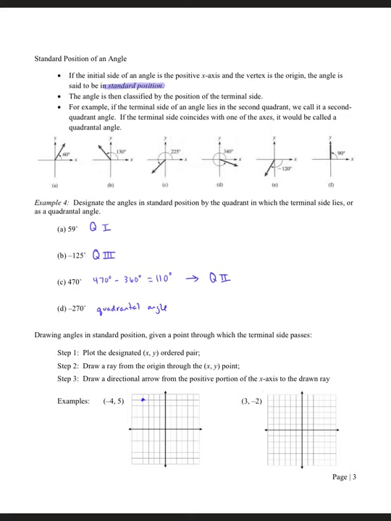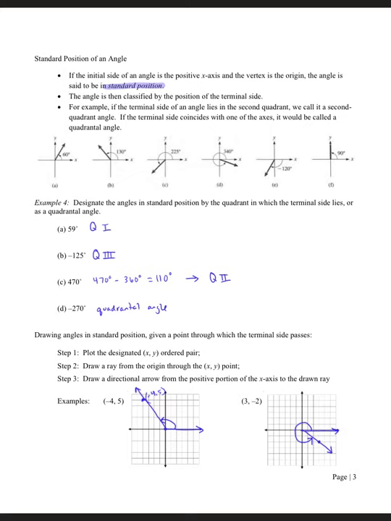And it says draw a ray from the origin through that point. So we're going to start at the origin, which is right here, and we're going to draw a ray as close as we can through that point. Now it says draw a directional arrow from the positive portion of the x-axis to the drawn ray. Because we know that what we just drew is the terminal side, we know this would be the initial side, and we know it's going to be in standard position, so it's going up in that direction. And then we should always plot our point. So go ahead, pause the video, and do the next one.